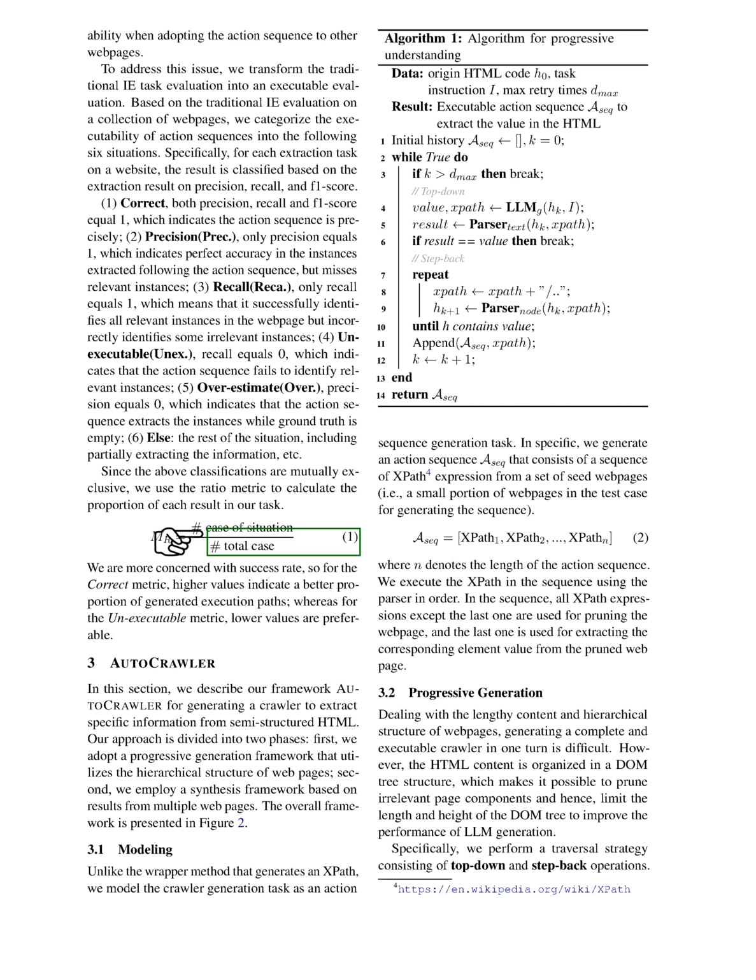In the AUTOCRAWLER framework, we outlined a 2-phase approach for generating a crawler to extract specific information from semi-structured HTML. We first used a progressive generation framework that leverages the hierarchical structure of web pages, followed by a synthesis framework based on results from multiple web pages.